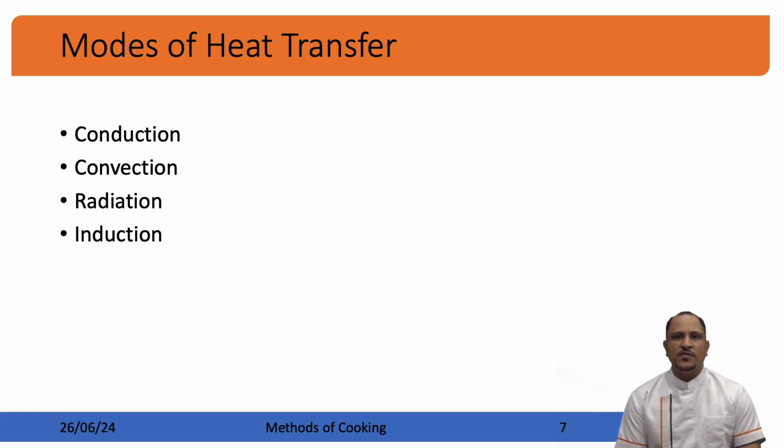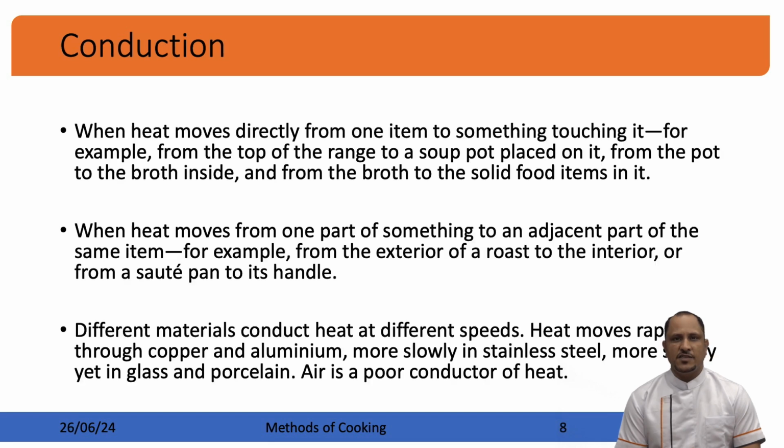Okay. So the first mode of heat transfer is conduction, then we have convection, then radiation and induction. Let's talk about these modes one by one. Conduction. Okay. Conduction is when heat is transferred between objects which are connected to each other, or when heat is transferred from one part to the other part of the same object, from molecule to molecule. So when heat is transferred through this method, this is considered as conduction.